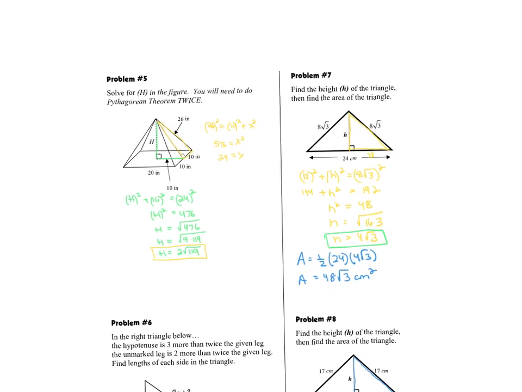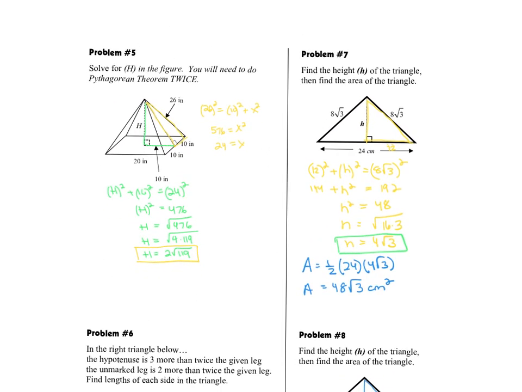All right, on to the next page. Solve for the capital H in the figure, and it gives us a hint that you will need to do the Pythagorean theorem twice. I started up here in yellow and highlighted this small triangle. I had this leg, which was 10, and this hypotenuse, which was 26, and that allowed me to figure out this leg right here to be 24.